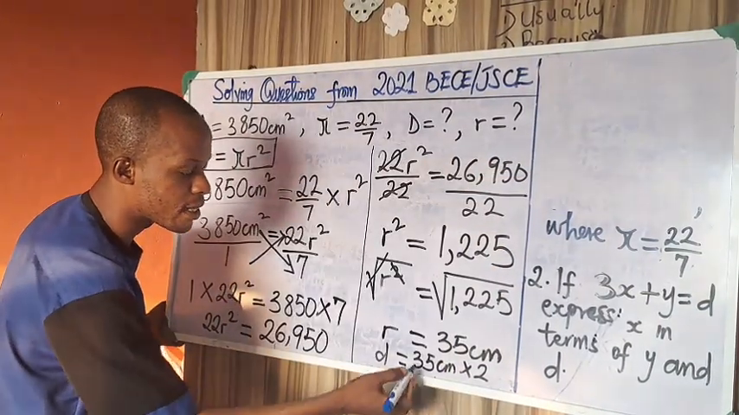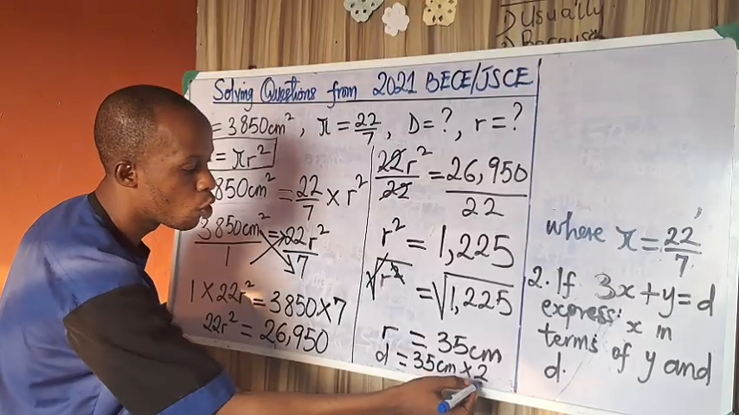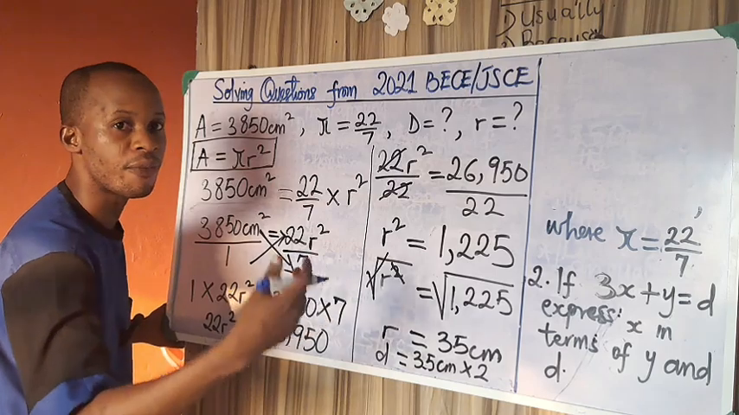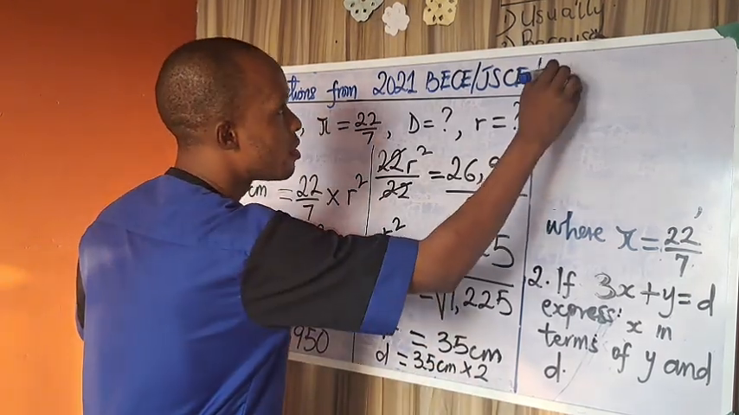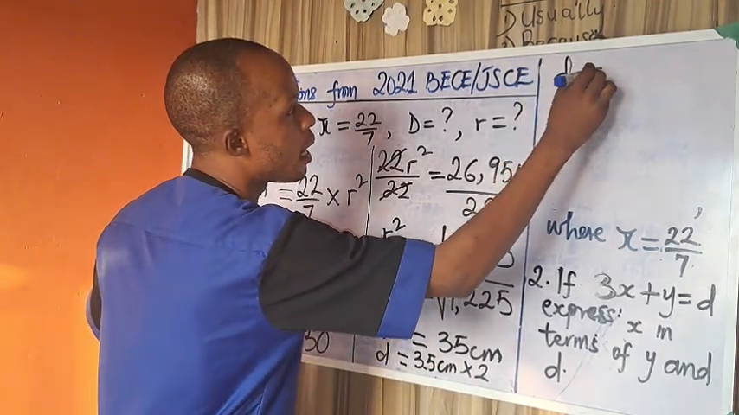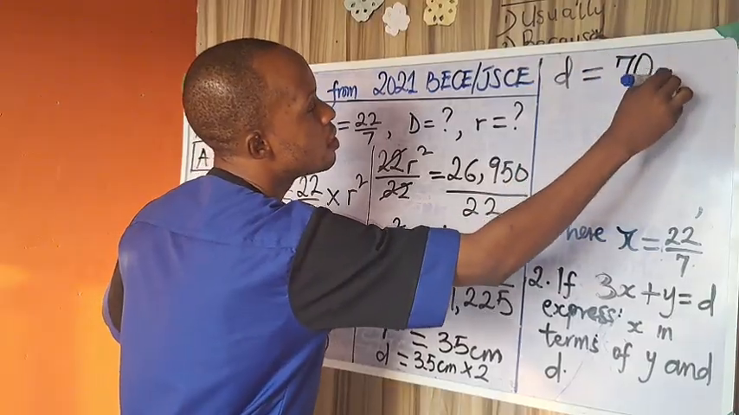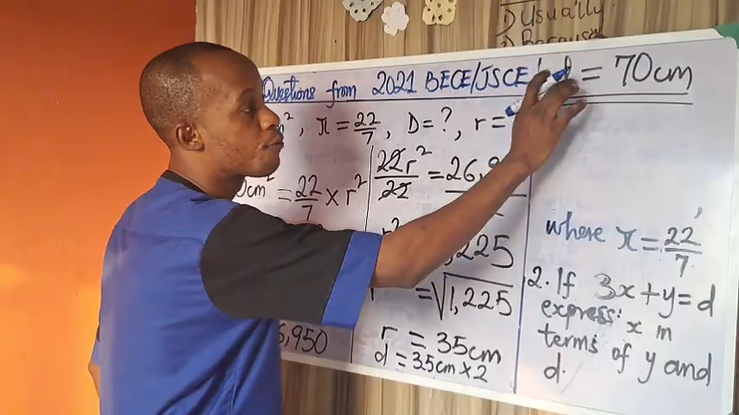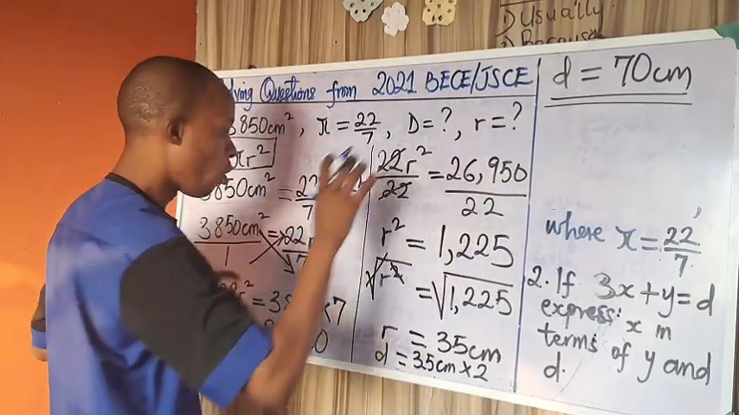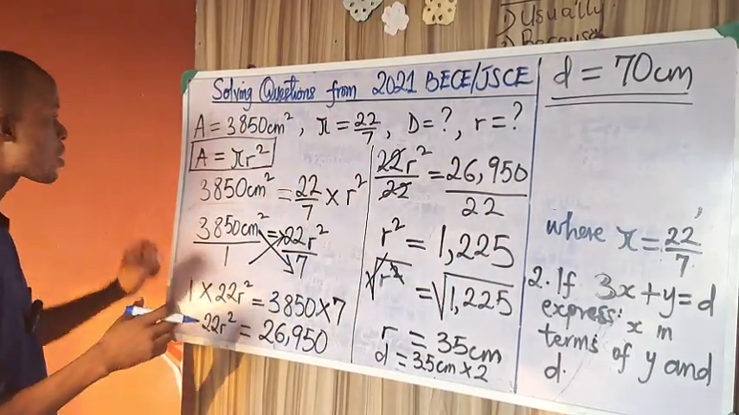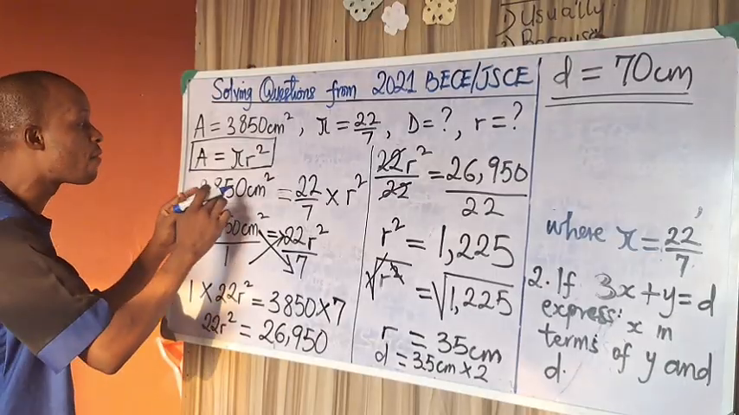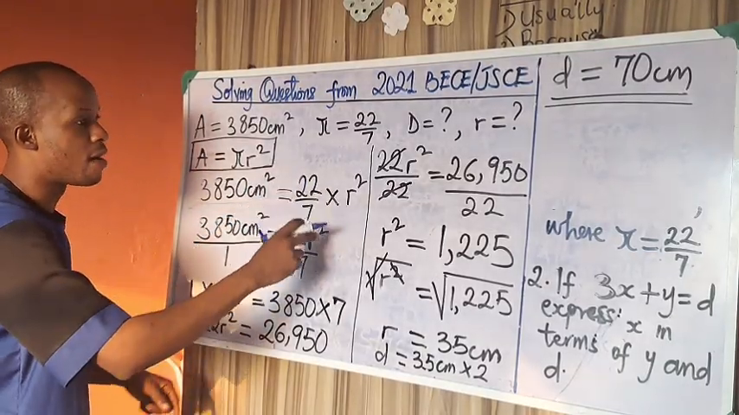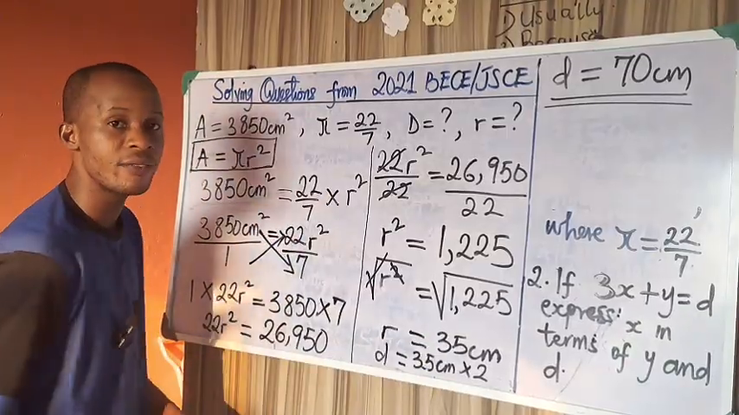So if I multiply 35 centimeters by 2, what will be my answer? In other words, 35 plus 35. That will simply give me 70. So my diameter d equals 70 centimeters. And this is my final answer. I have successfully found the diameter of that circle, whose area is 3,850 centimeters squared, having the pi value of 22/7 and radius value of 35 centimeters.